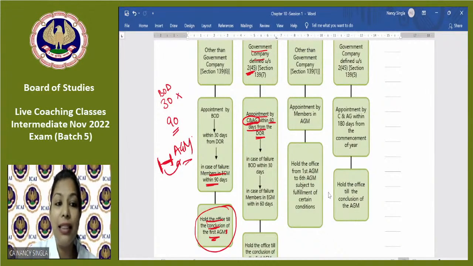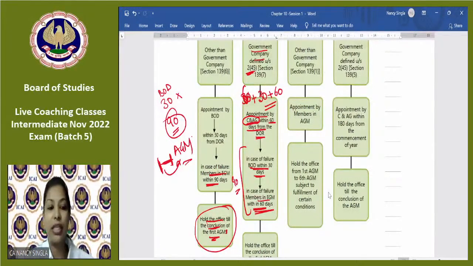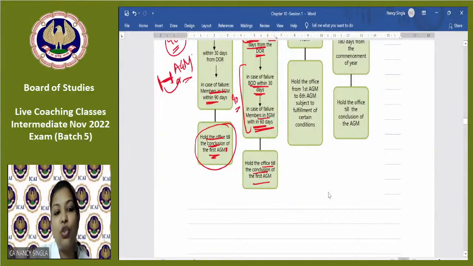If CAG is unable, then within the next 30 days the responsibility has been given to board of directors. If board of directors also fail, तो 60 days, तो ये तो 90 ही रहेगा. ठीक है? Like this. ठीक है? So basically 60 days CAG has to appoint. If CAG is unable, then board of directors. If board of directors is unable to appoint the auditor, so members will call extraordinary general meeting within the next 60 days to appoint the first auditor. And again, such auditor will hold the office till the conclusion of the first AGM. Clear है? Is it clear?